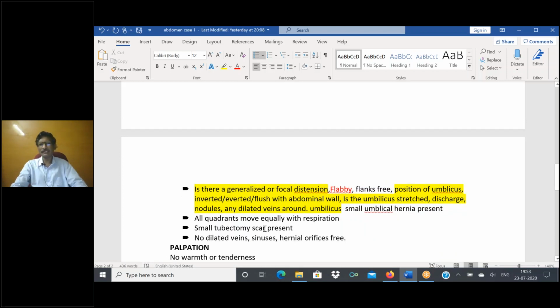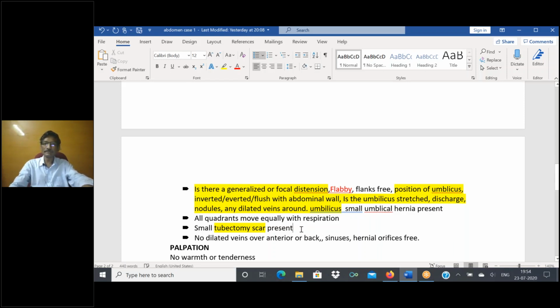Scar, you just elaborate the scar. Tell it as a linear scar. Subumbilical small linear scar, horizontal linear scar is seen. Describe the scar, and you can tell probably it is a tubectomy scar. Don't straight away tell it's a tubectomy scar. No dilated veins over anterior or back. Okay, so this is important. Then sinuses, hernial orifice free.